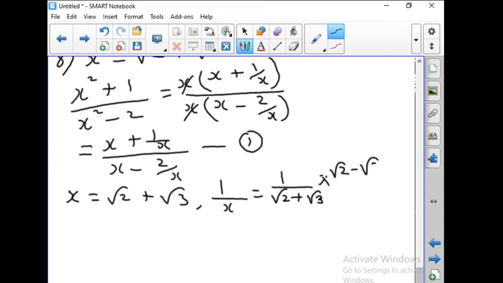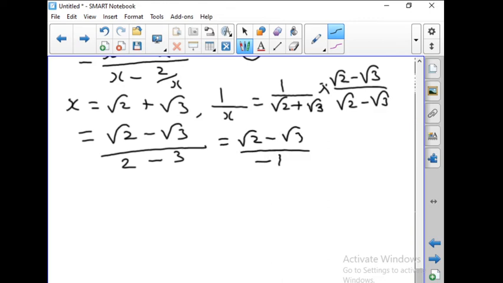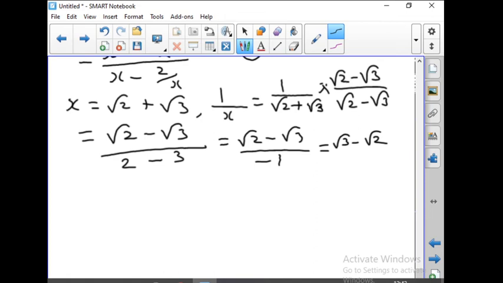Root 2 minus root 3 by root 2 minus root 3. So what is it? It is equal to root 2 minus root 3 by root 2 square is 2, root 3 square is 3, so minus 3, a square minus b square. This is equal to root 2 minus root 3 by minus 1. Taking the minus 1 up, we can also write it as root 3 minus root 2. Okay, so we can write it as root 3 minus root 2.